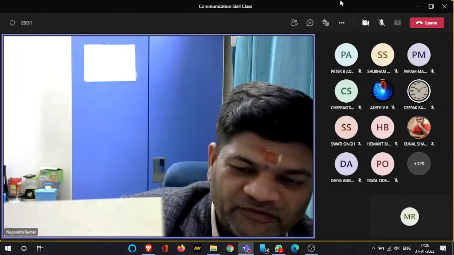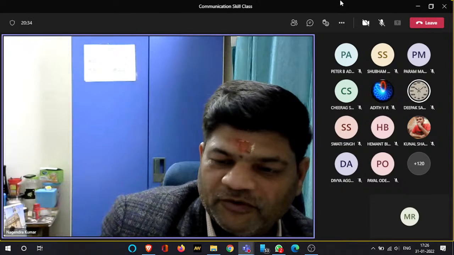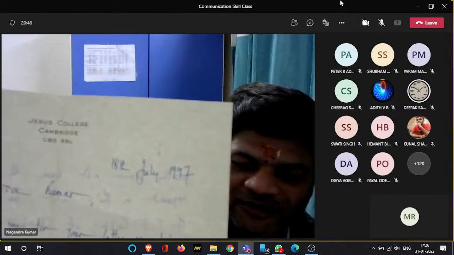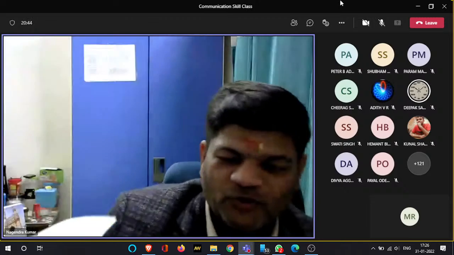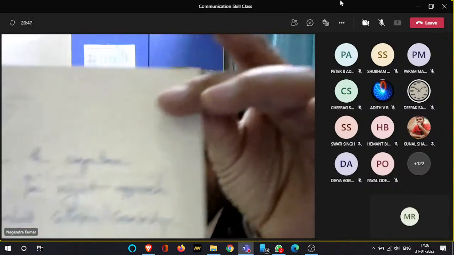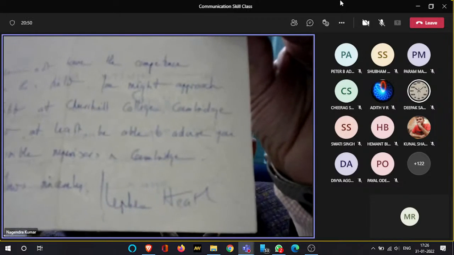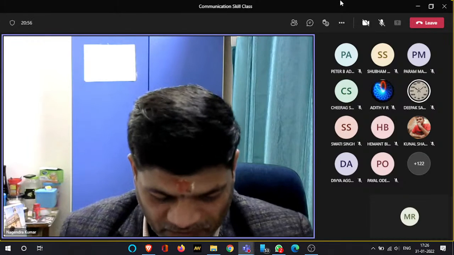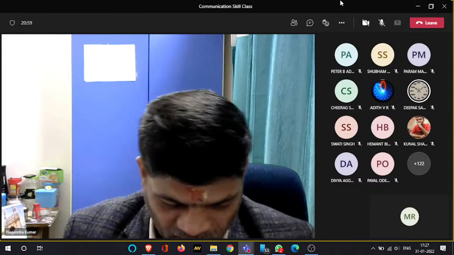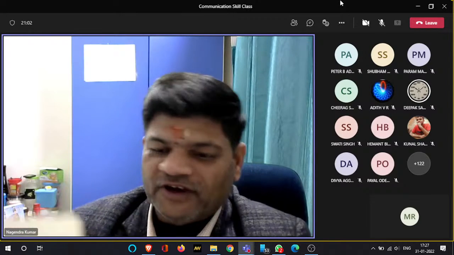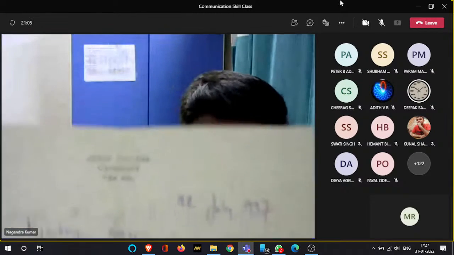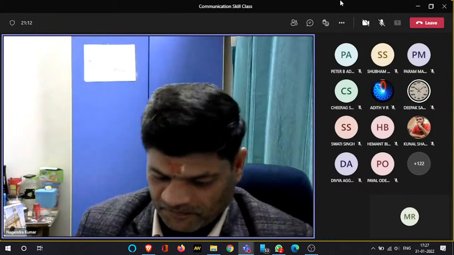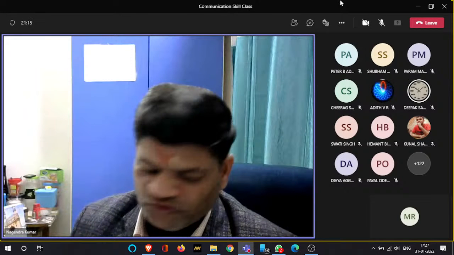This is by somebody from Jesus College, Cambridge. It was Professor Heath, whom I had written to. I was a student at that point in time, and I wanted to do some research under him. Unfortunately, that could not materialize. But then he sent me this beautiful letter, which I have still kept with me. This letter is dated 1997. Can you see that? Is it visible? Yes, sir. So this is 18th July 1997.